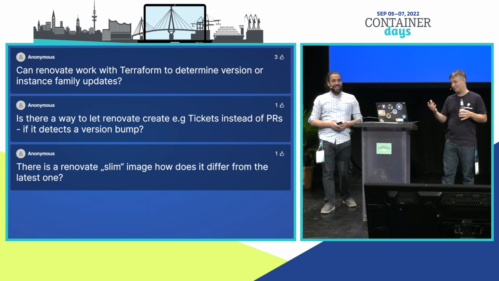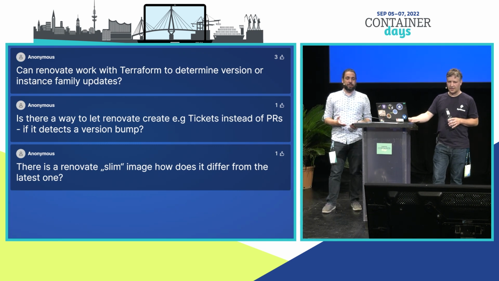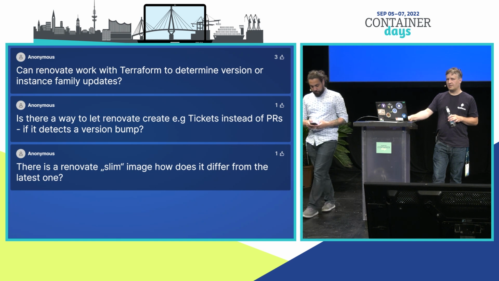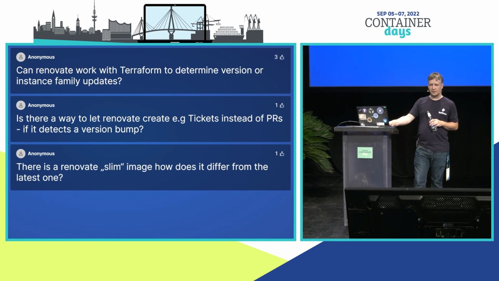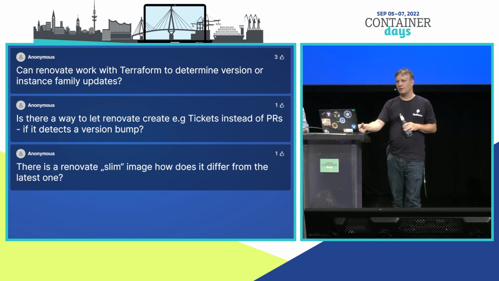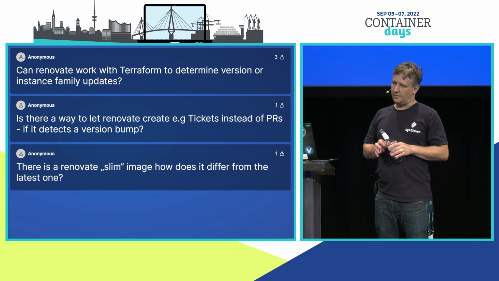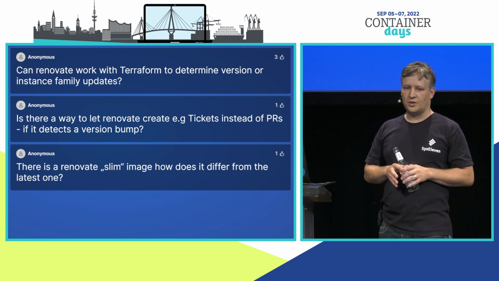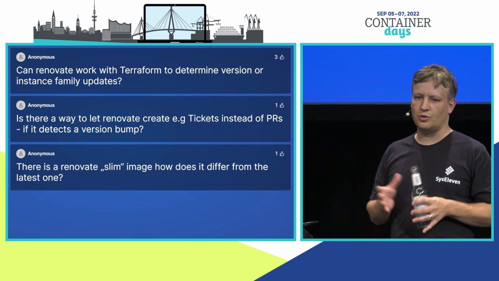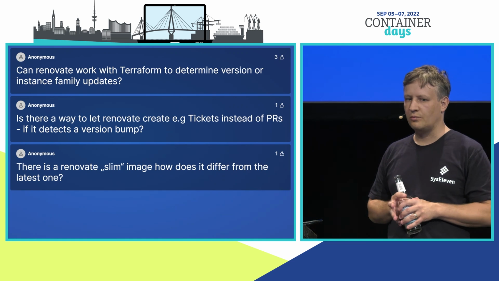And last one, is there a way to let Renovate create example tickets instead of PRs if it detects a version bump? You mean GitLab tickets? I don't know who asked the question. I assume it would probably be like, or maybe Jira tickets. I don't know if it's Jira tickets, but maybe GitLab tickets or within the project. I haven't used it. I have not found out. I always use the usual pull request mechanism. Maybe you can build something around on your own to pick that one up.